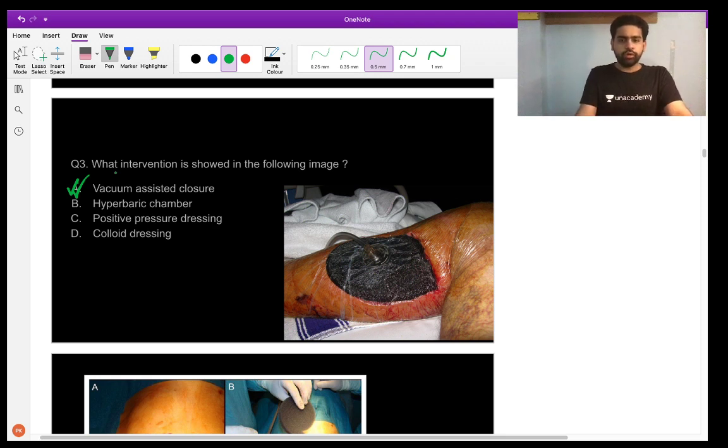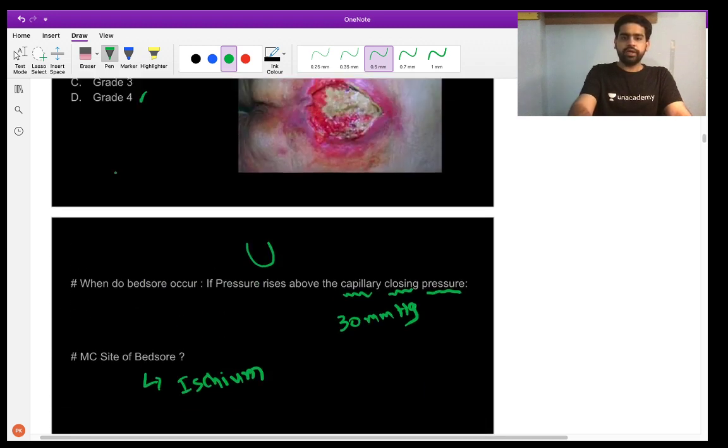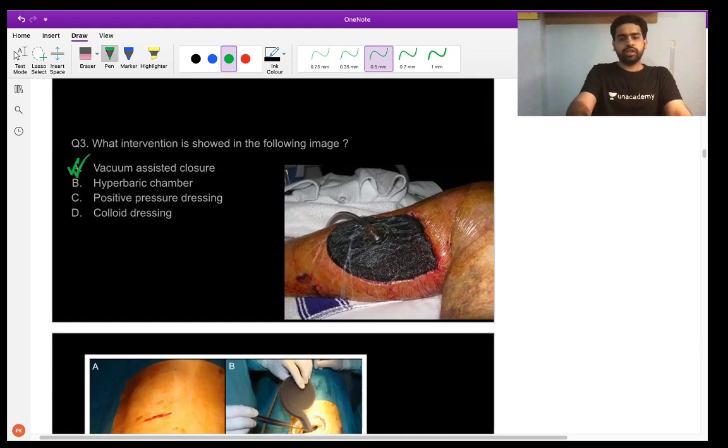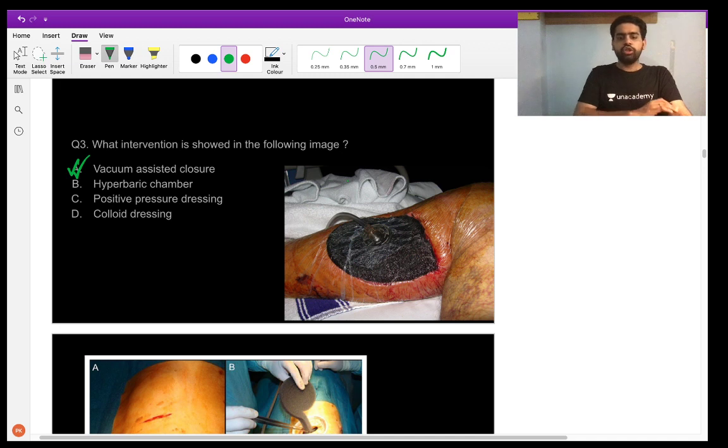So how do you treat a bed sore? If you have this particular bed sore, how will you treat it? You will take the patient to the operating theatre. As the bone is exposed, you will have to rule out underlying osteomyelitis and everything. But if there is a very bad wound with slough and all those things, what will you go for? You will debride the wound properly, and then you may go for a vacuum assisted closure.